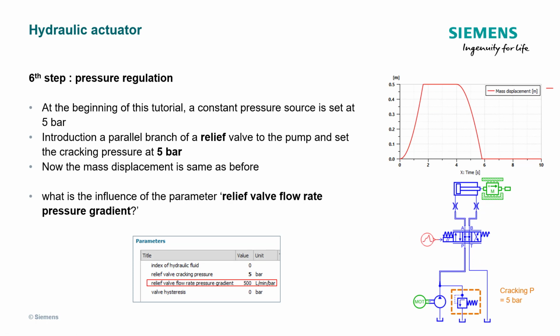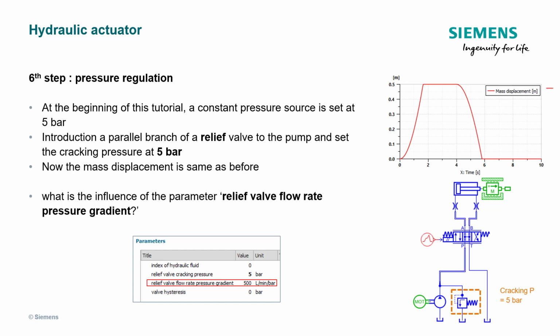At the beginning of this tutorial, we set the pressure source at 5 bar. Now we can add a parallel flow branch with a relief valve to the pump and set the cracking pressure at 5 bar. Once the pump outlet pressure is higher than 5 bar, this valve will open or be activated, so the excessive flow will flow through this branch into the tank. Now we can see the results on the top right. The mass displacement curve is the same as before.